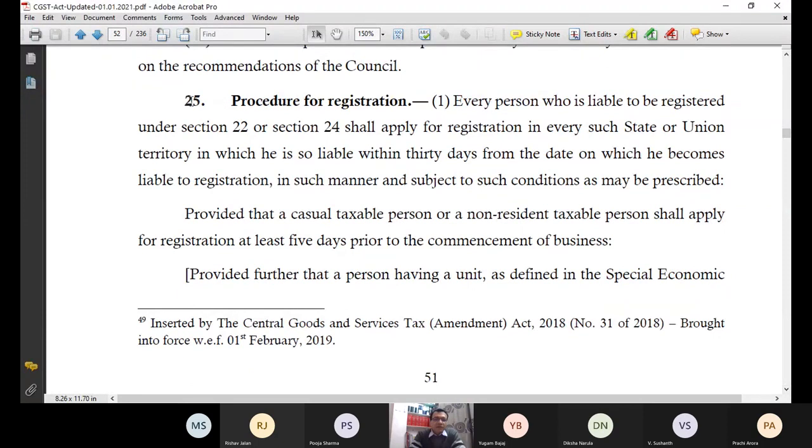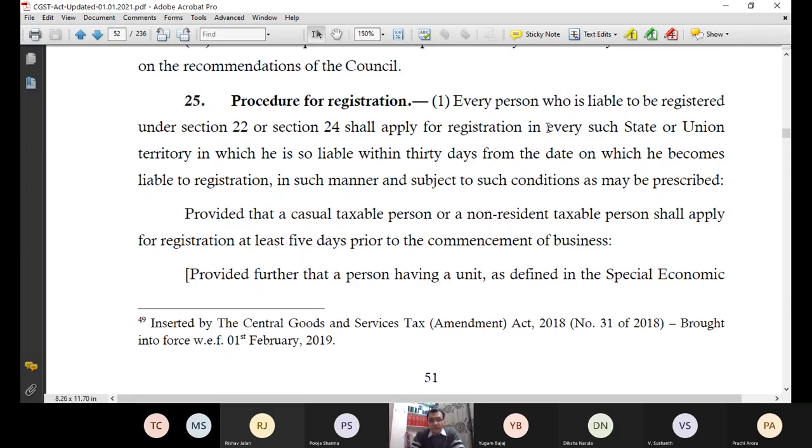2017. As you can see the heading, it talks about procedure for registration. What is the procedure? Now what is this subsection 1? See what it says. Every person who is liable to be registered under section 22 or 24, because 22 and 24 tell who needs to register. So once you have decided that the person is supposed to take registration, then as per section 25, such a person shall apply for registration in every such state.